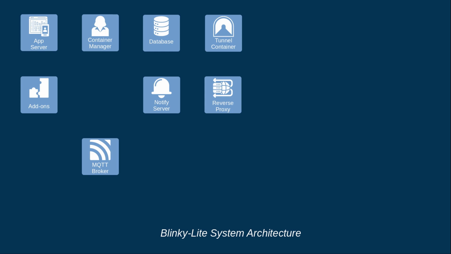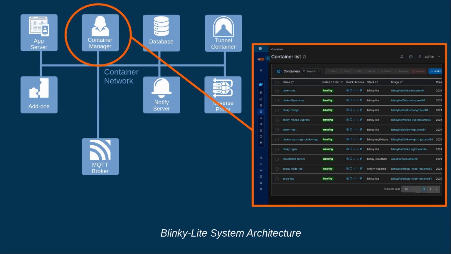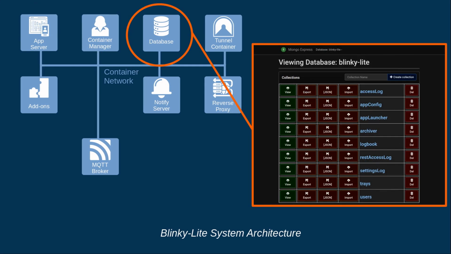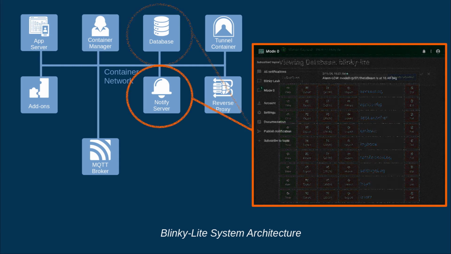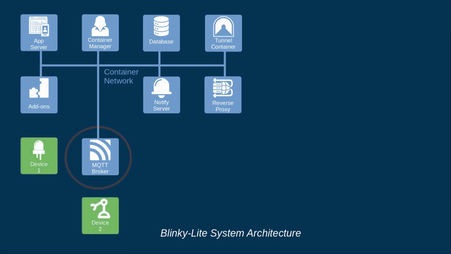Containers are also an important part of IT security. For example, all the Linux containers in Blinky-Lite communicate on an isolated container network. Blinky-Lite Linux containers are managed by Portainer, which itself is a Linux container with an easy-to-use web interface. The core containers of Blinky-Lite are the application server, the database for storing data and application configuration, and the notification server for alarm handling. To communicate with internal devices, Blinky-Lite uses an MQTT container.